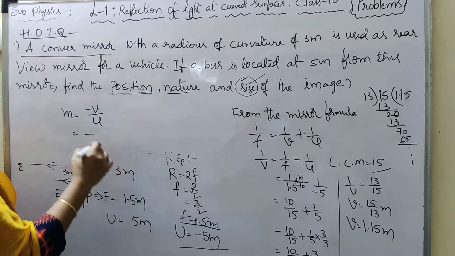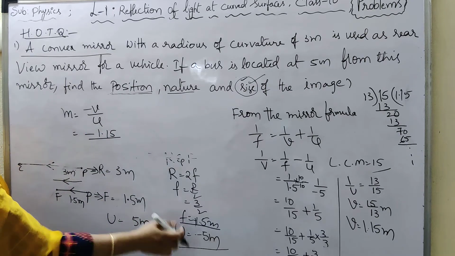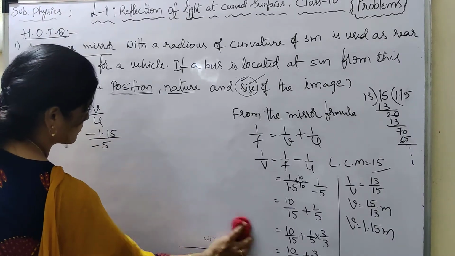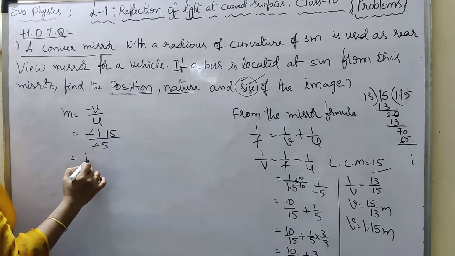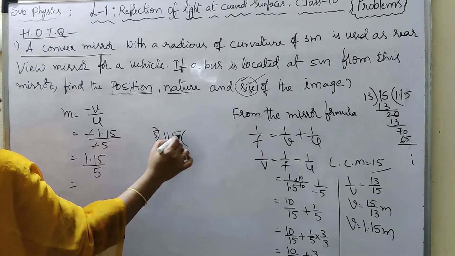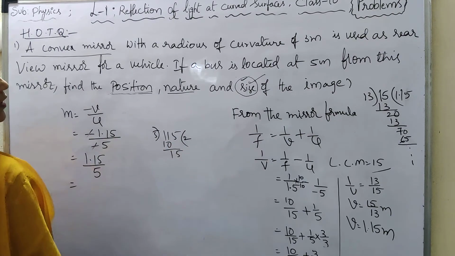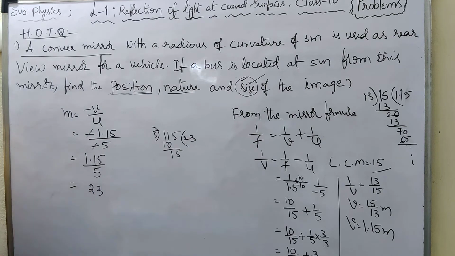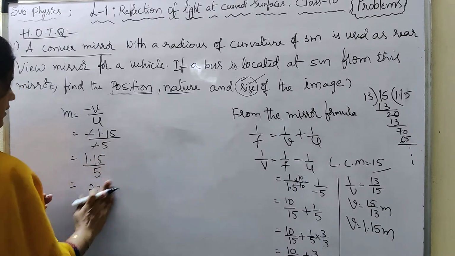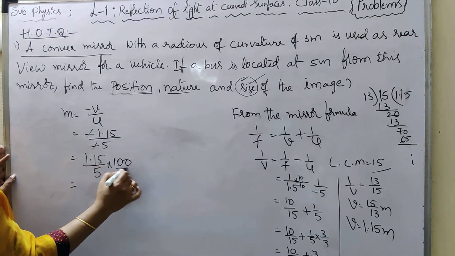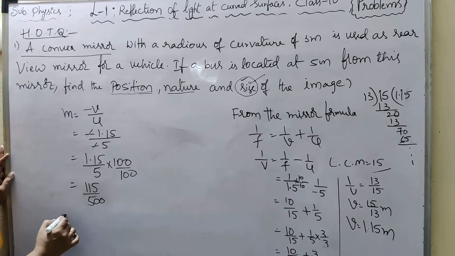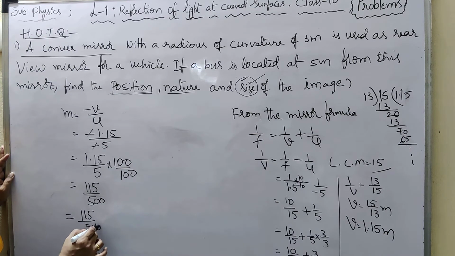Then minus of V means 1.15 by U, which is minus 5 meters. So minus minus will get cancelled. 1.15 by 5. Then just simply 115 by 5 you do. 2 5s are 10, 1, 5, 3, 23. You are getting 23. If you are confused about cancelling and simplifying with the decimal, just multiply by 100 by 100. Then you will get 115 by 500. Then you can write it as 115 by 5 into 100.